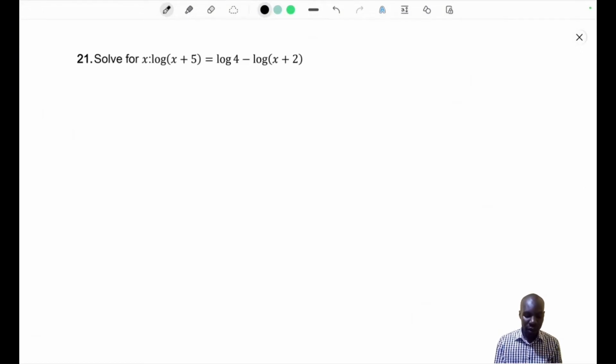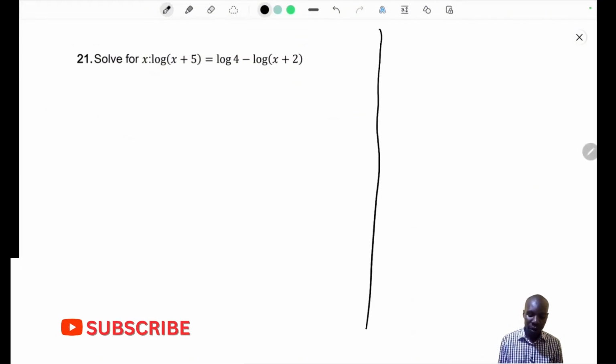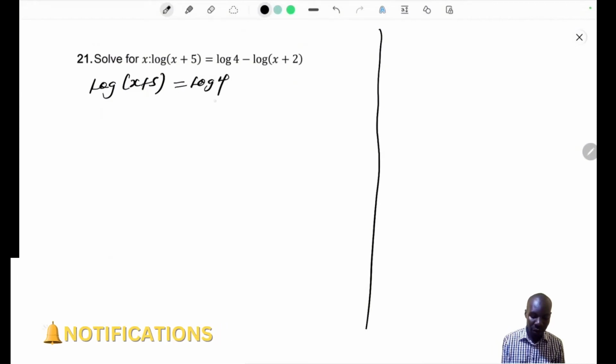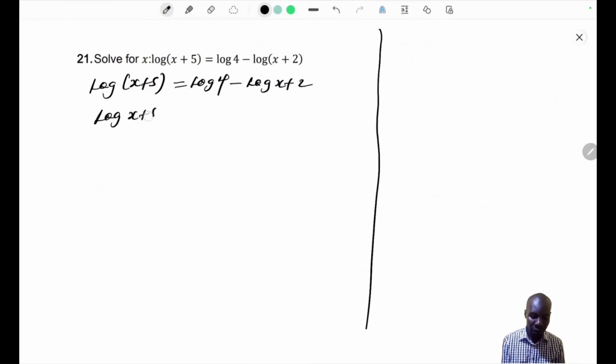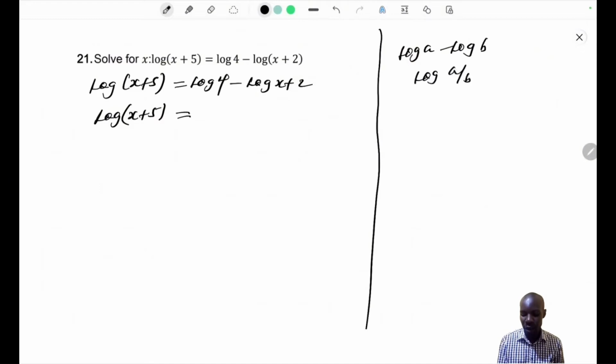Let's look at number 21. We are told solve for x, given that log of (x plus 5) equals log of 4 minus log of (x plus 2) in bracket. So we have log of (x plus 5) equals log of 4 minus log of (x plus 2). We know that log of a minus log of b is equal to log of a over b. So in our case here, we have log of 4 minus log of (x plus 2). That gives us log of 4 over (x plus 2), everything in bracket.